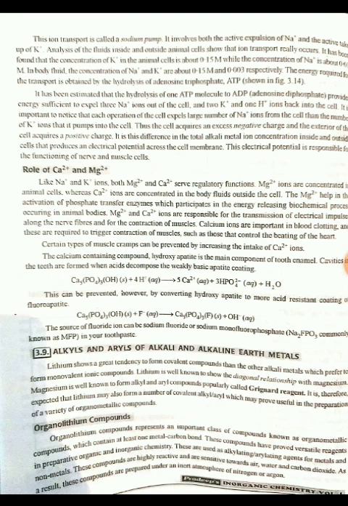Organolithium compounds. Organolithium compounds represent an important class of compounds known as organometallic compounds, which contain at least one metal-carbon bond. These compounds have proved versatile reagents in preparative organic and inorganic chemistry. These are used as alkylating or arylating agents for metals and non-metals.